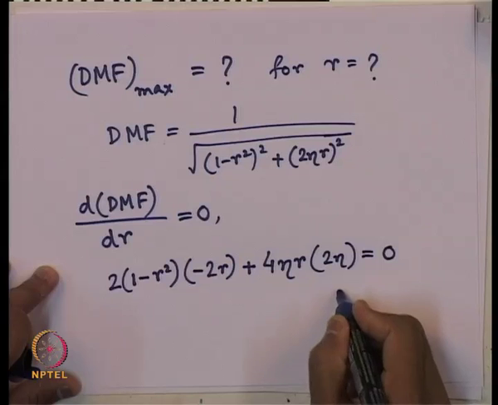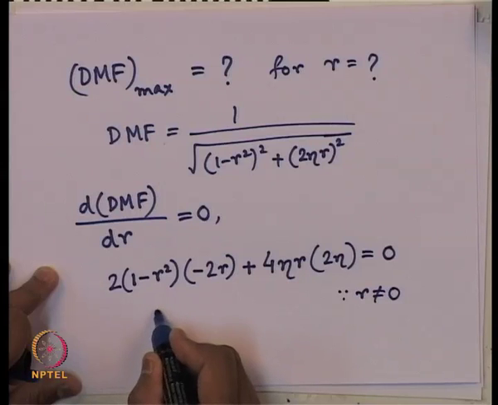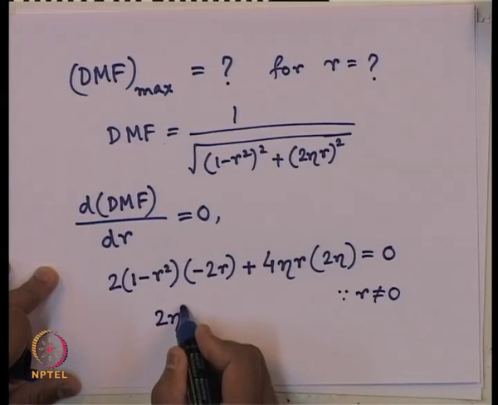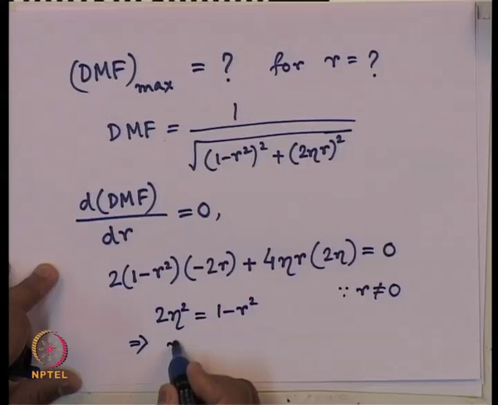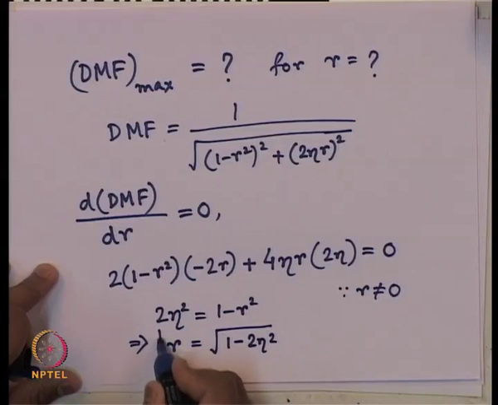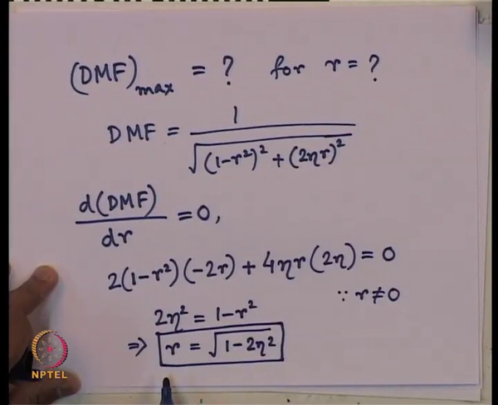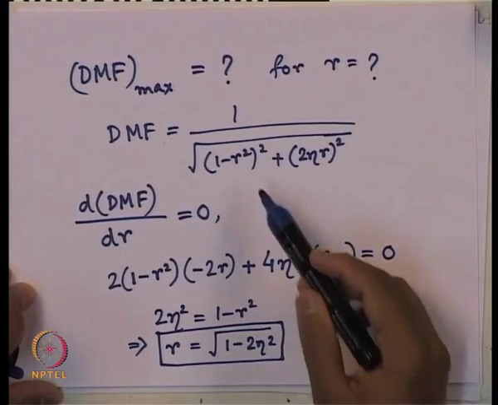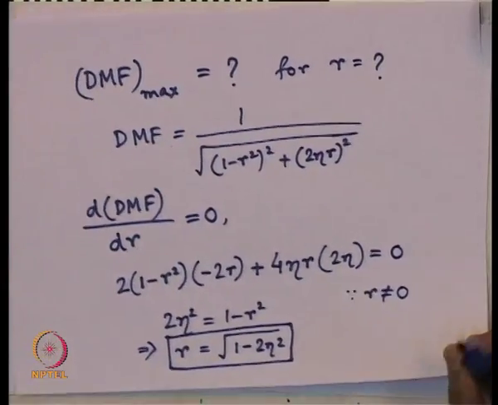Fine. Now, r is non-zero. So, from this we can simplify and write: 2 eta square equals 1 minus r square, which gives the value of r as root over 1 minus 2 eta square. So, that is the value of r at which DMF becomes maximum. Now let us put this value of r in the expression of DMF. That will give us the maximum value of DMF. Let us do that.